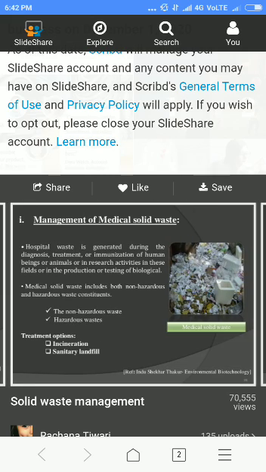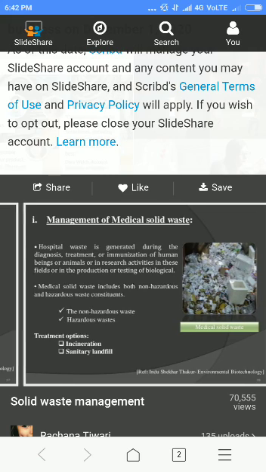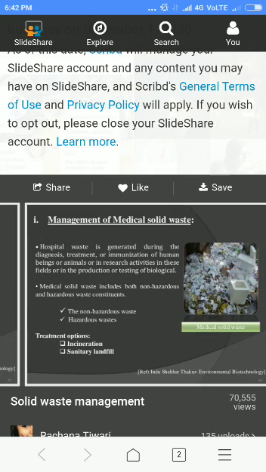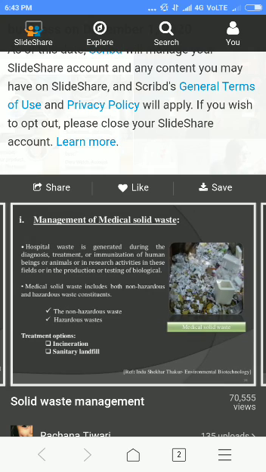In case of solid waste management, hospital waste is generated during diagnosis, treatment, or immunization of human beings or animals, as well as in research activities in this field, or in the production or testing of biological material. So this medical solid waste includes both types of constituents, that is non-hazardous as well as hazardous types.